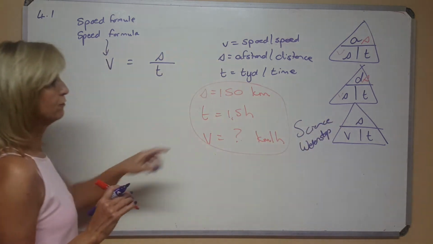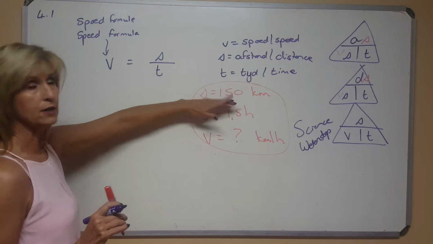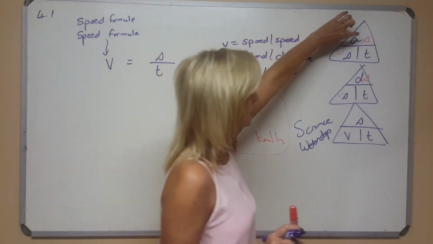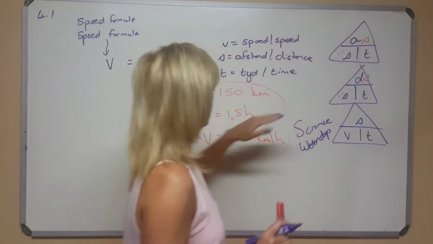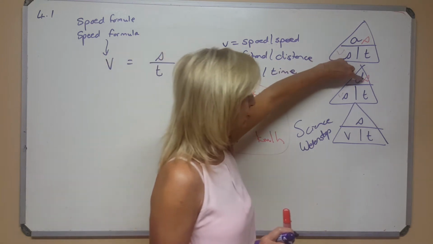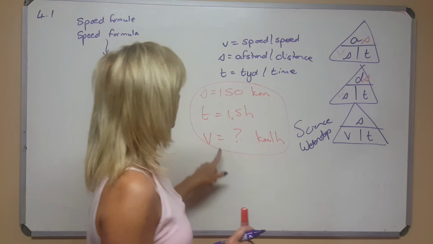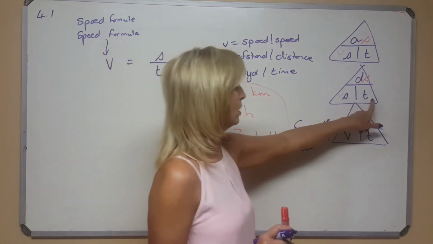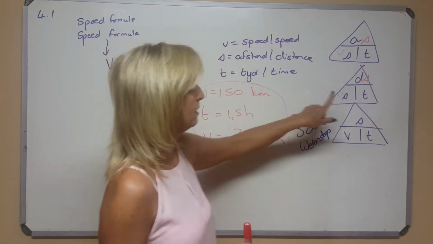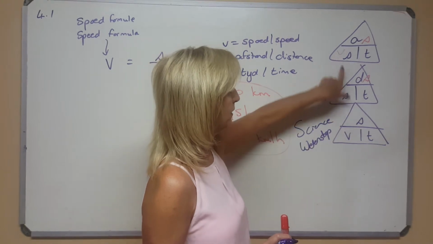Okay, so they tell me S is 150. Now that you know where the S is, it must be there. They're telling me that S is 150. Now you know that S must be there, not there. That S must be 150 and the T must be 1,5 and they want you to work out V.